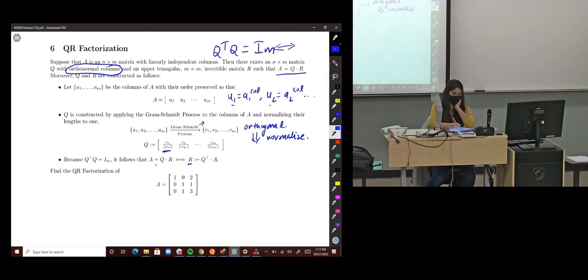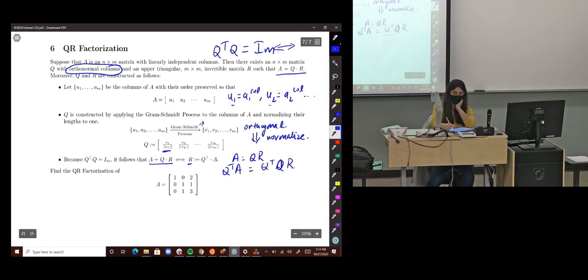Then when we're trying to find A equals Q times R, we can find R because Q transpose times Q is I. That means if I multiply both sides by Q transpose, so A equals QR, multiply both sides by Q transpose, and you get Q transpose Q times R. This is the identity, and anything multiplied with the identity is just the same matrix. So Q transpose A is equal to R, which is how we find the R matrix right here.